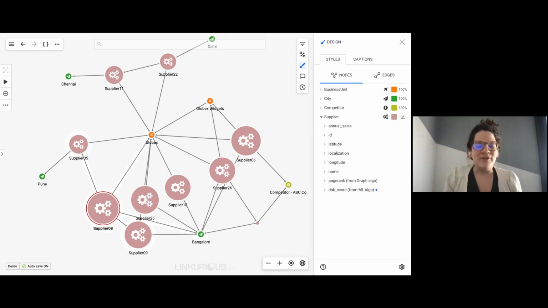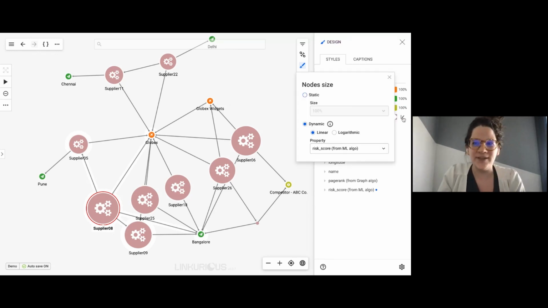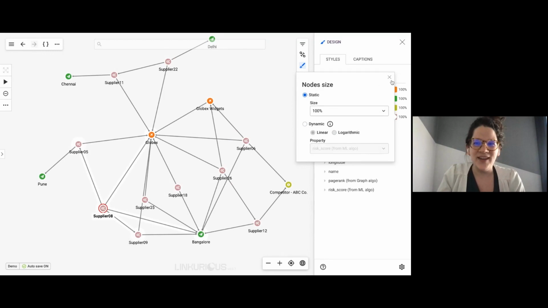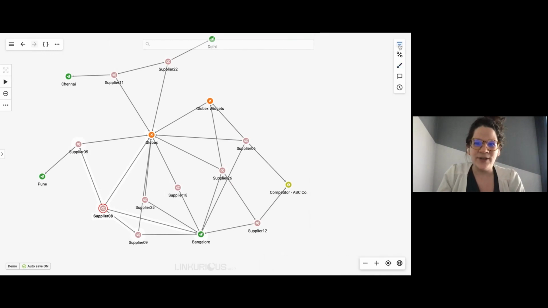So this is a great way for me to, again, visually be able to see quickly the position of my riskier suppliers. But let's say I want to get more precise and I don't want to just in general see bigger versus smaller, but I actually want to filter based off of a specific risk score. That's also super easy to do from Linkurious Enterprise. So let's go ahead and jump into our filter panel.